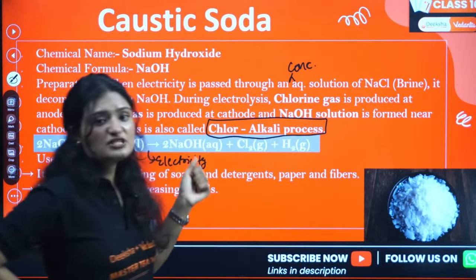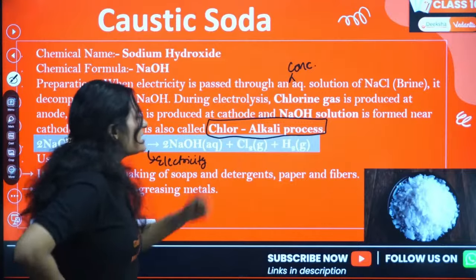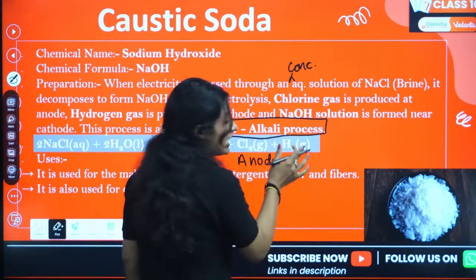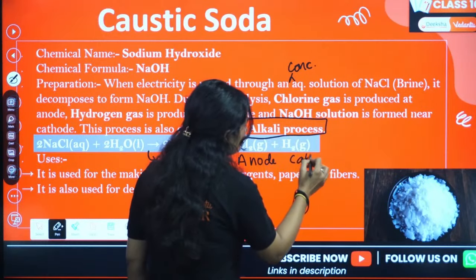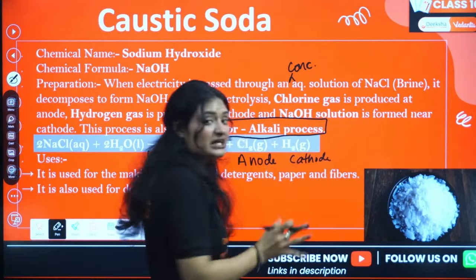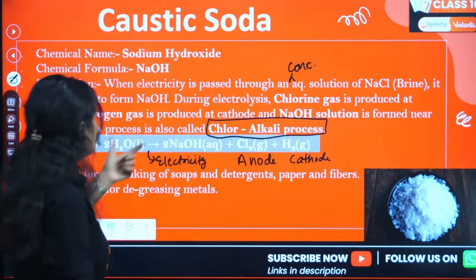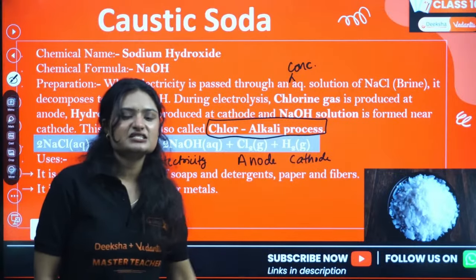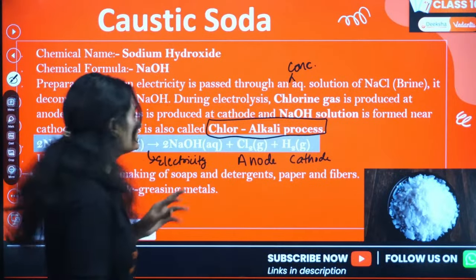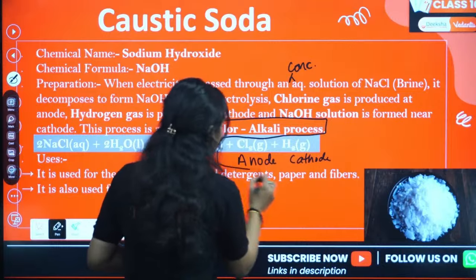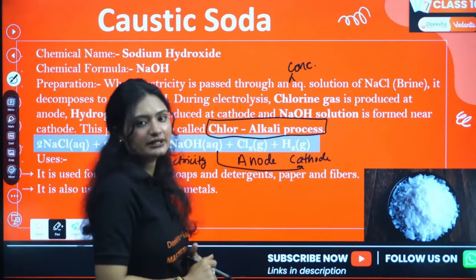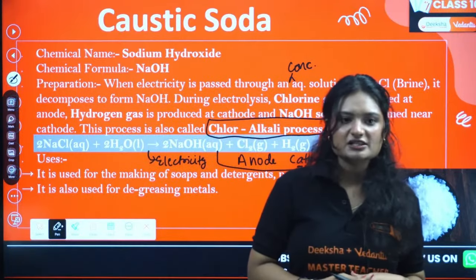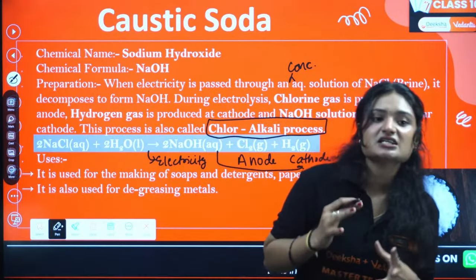Okay, now what happens during the electrolysis? Chlorine gas is evolved at the anode, hydrogen gas is evolved at the cathode, and sodium hydroxide or caustic soda. Where do we get caustic soda? Caustic soda is also synthesized or present near the cathode only. Okay, my dear kids, that's how you synthesize caustic soda.